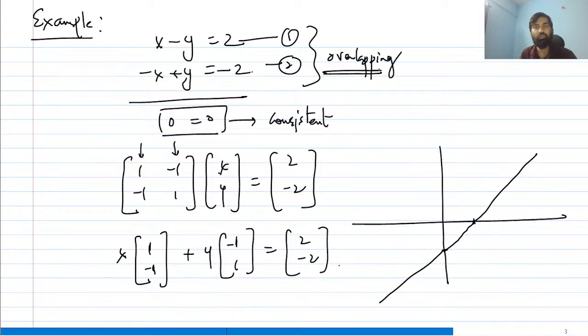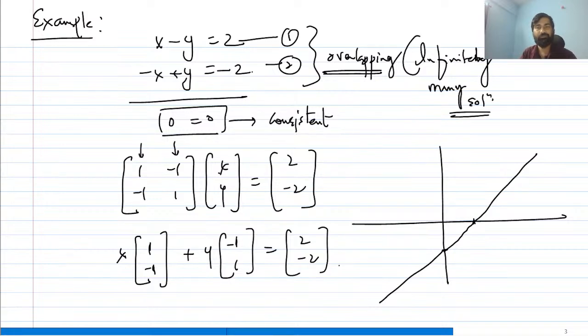If the equations are overlapping, what does it mean? You will get infinitely many solutions. These things you have studied in class 10th as well. So please confirm once if it is clear. Then we can go ahead and talk about elimination on matrices.